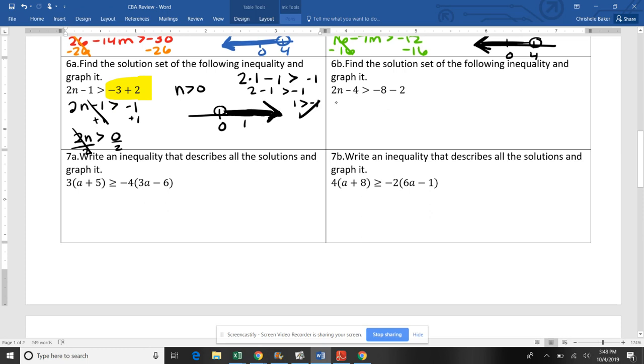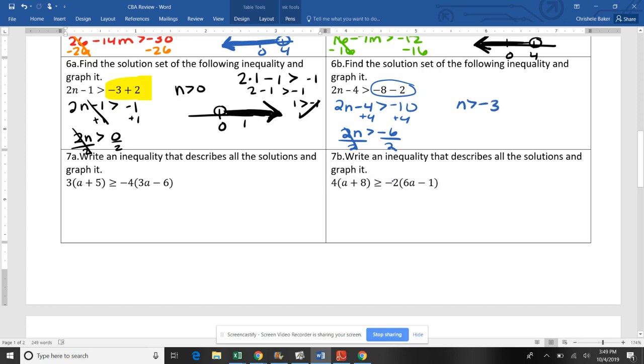Same type of thing over here. 2n minus 4 is greater than, these like terms combined to negative 10. Add 4 to both sides. 2n is greater than negative 6. Divide both sides by 2. n is greater than negative 3.